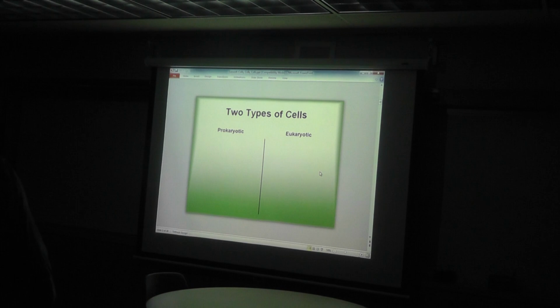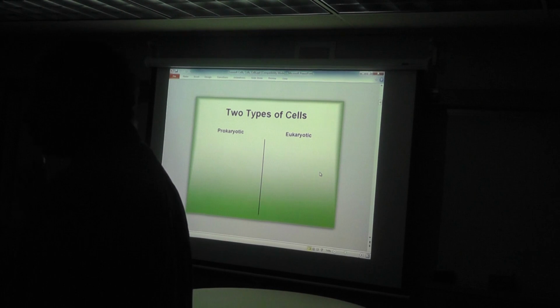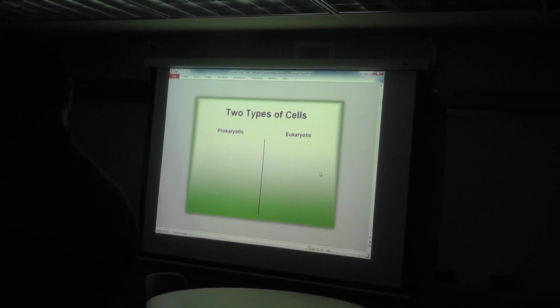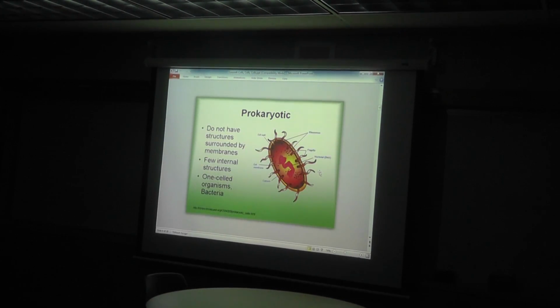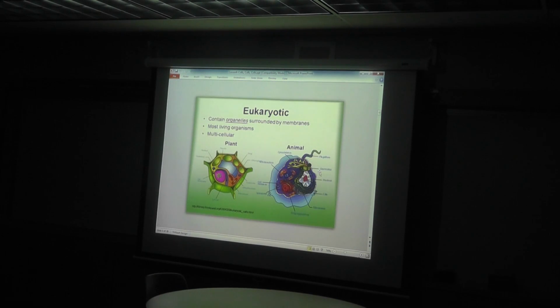And there are two kinds of cells, prokaryotic and eukaryotic. All of us, human beings, animals, most plants, they are all eukaryotic. Prokaryotic are things which are more like bacteria, mainly unicellular organisms. So we focus more on the eukaryotic cells because all the heredity we have studied till now is in the context of eukaryotes. And I'll skip this. This is how a prokaryotic cell looks. This is how a eukaryotic cell looks.